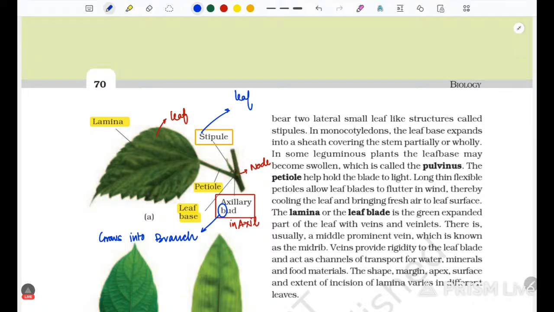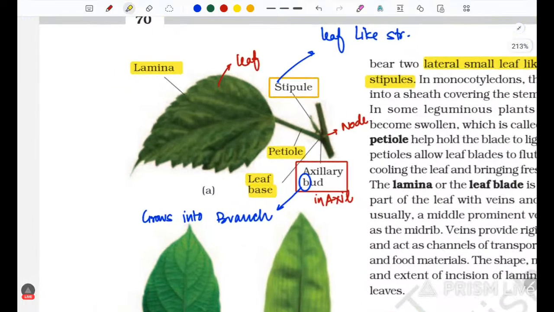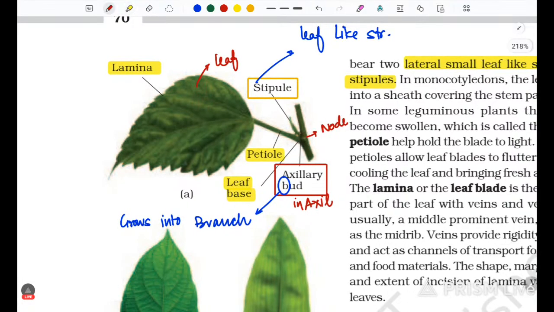Stipules are leaf-like structures. If this is a whole big leaf, there will be two leaf-like structures, lateral structures, and these are called stipules. So can you understand that petiole, lamina and leaf base are the parts, whereas stipule is not a part.